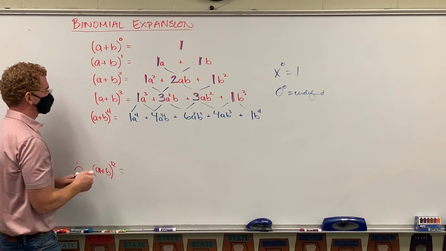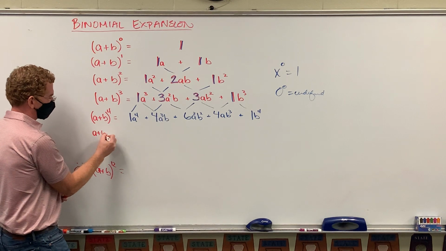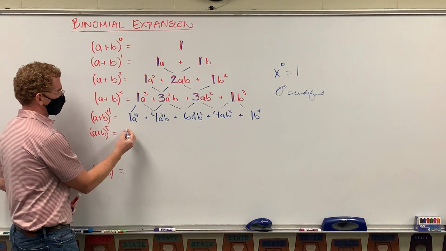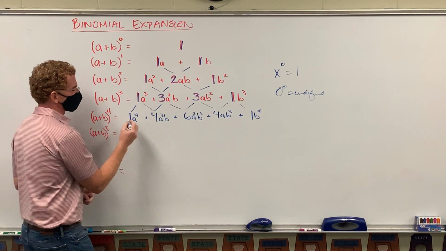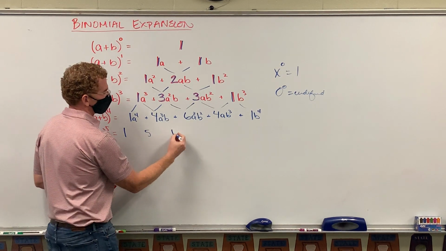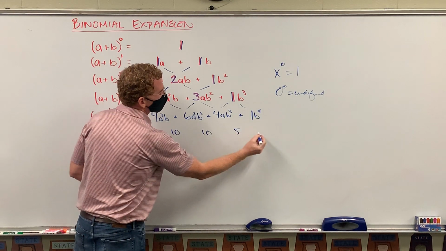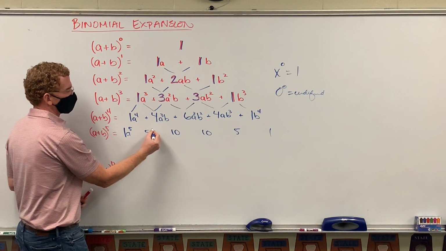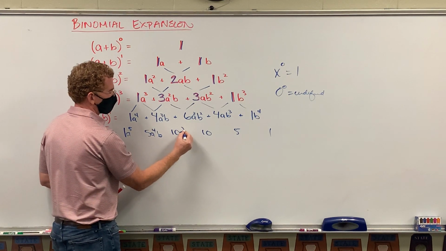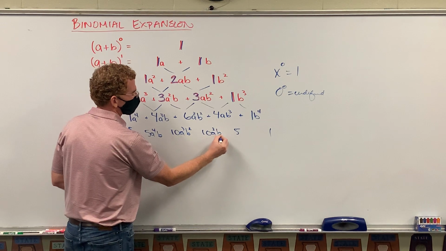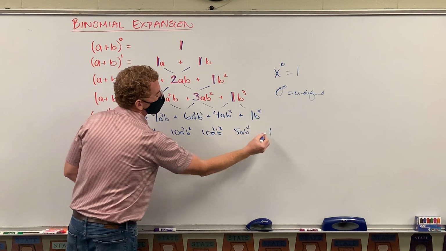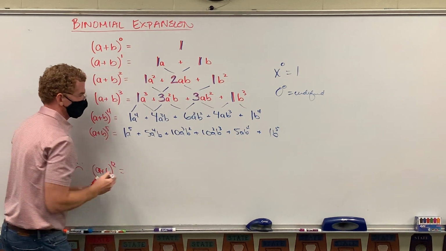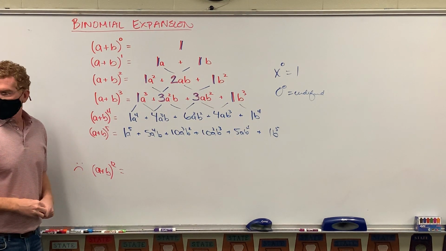So one more row, just to make sure you're with me. If I had (a plus b) to the 5th, what are we going to do? I'm going to do the numbers first. 1, 5, 10, 10, 5, 1, and then a to the 5th, a to the 4th b, a cubed b squared, a squared b cubed, a b to the 4th, b to the 5th, and all positives for the positives. Not too bad?